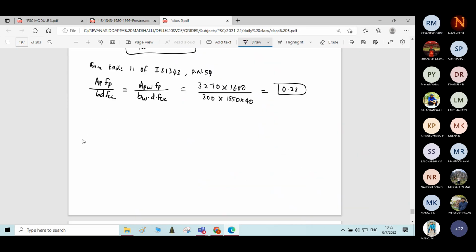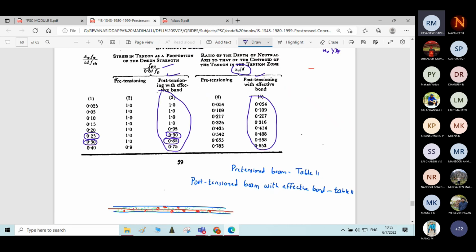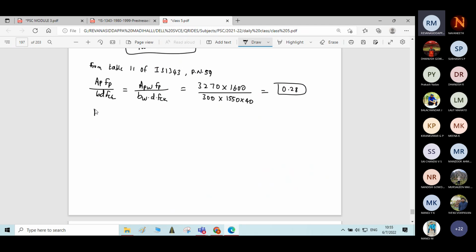Now from table 11, first you check whether the depth of neutral axis lies within the web or not. For that, instead of estimating this first ratio, you estimate this second ratio, because we will check whether the depth of neutral axis lies within the web or not. We assume no. First you find XU by D. Corresponding to 0.25 and post-tensioned case, the value here is 0.488 and for 0.3 we have the value of 0.558.